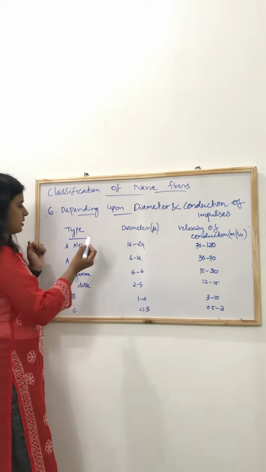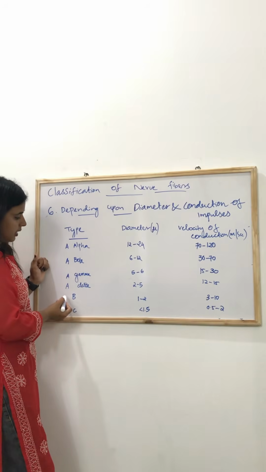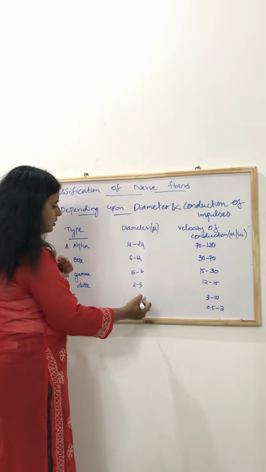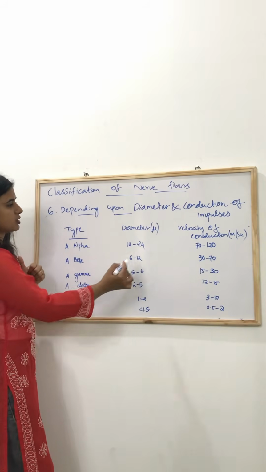Last one is depending upon diameter and conduction of impulses. Diameter in the sense thickness. They are divided into A alpha, A beta, A gamma, A delta, B and C fibers, according to their diameter. It is divided in this way. Okay, and velocity of conduction is also mentioned.